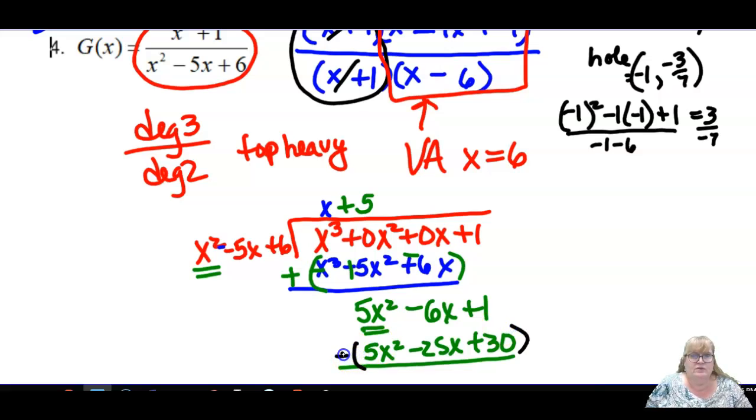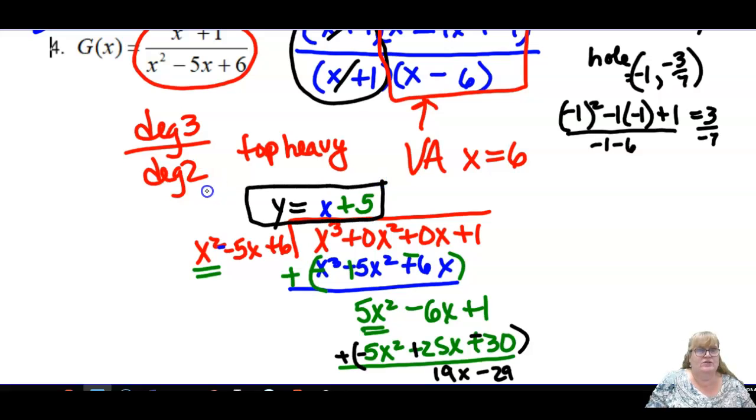If I distribute that, I'll have 19x minus 29. But that's a remainder because there's no way to make an x squared become this. So we have y equals x plus 5 as our slant asymptote.